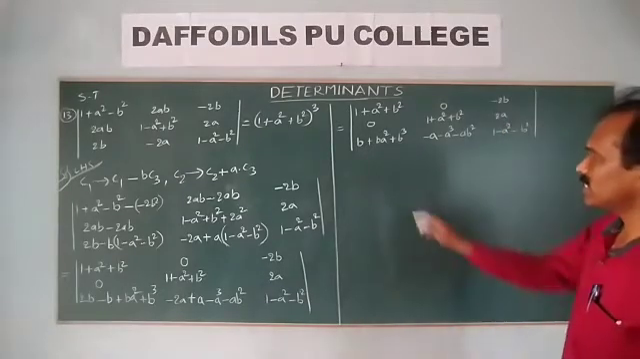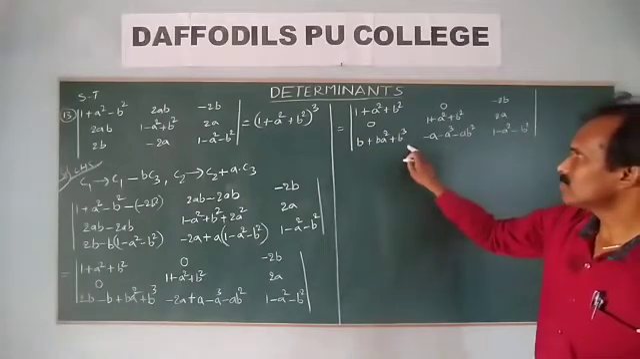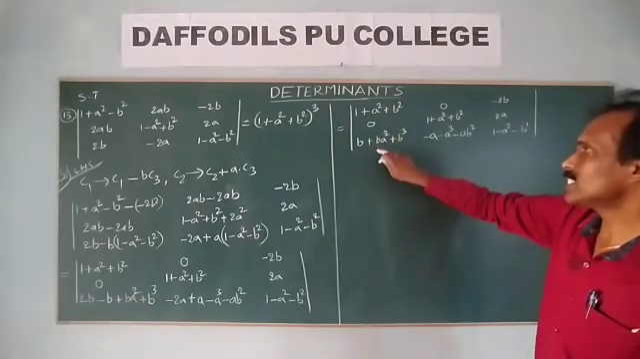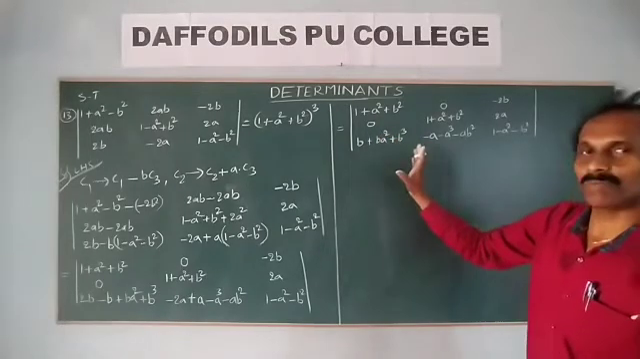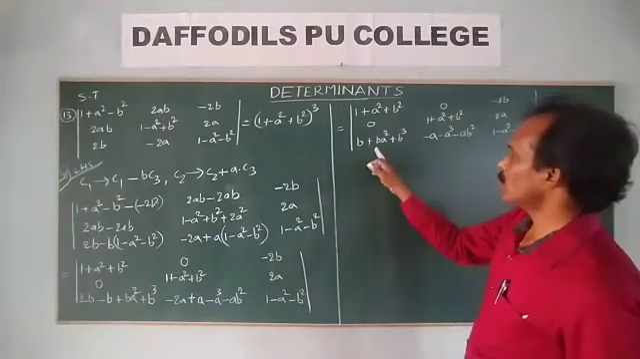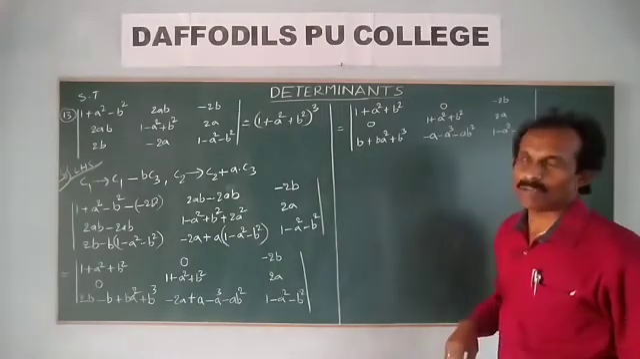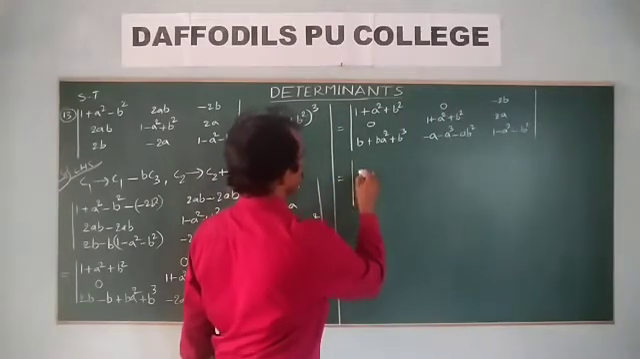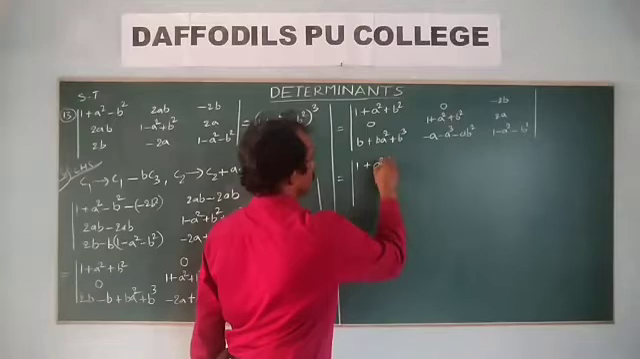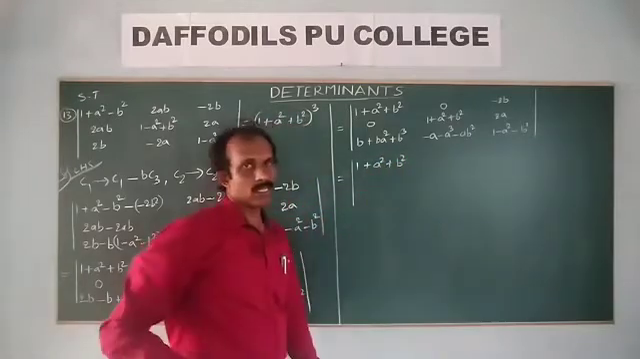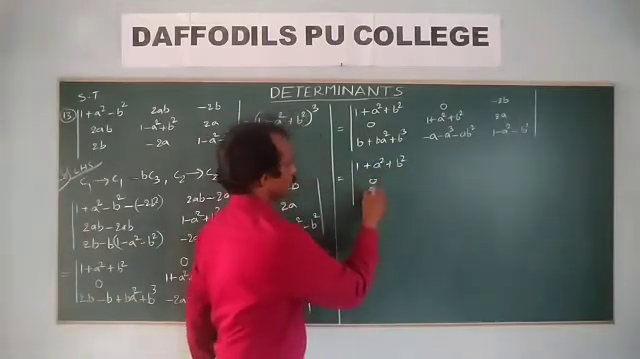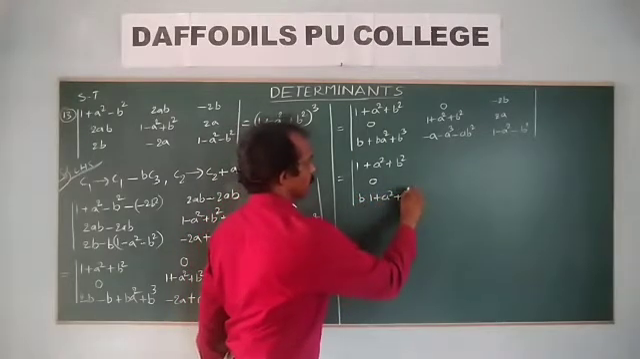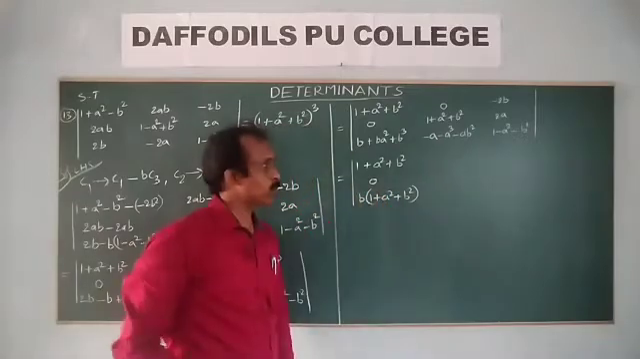Right. In this term, we want 1 plus A square plus B square. Already here 1 plus A square plus B square is there. It is possible to get the 1 plus A square plus B square term. So how is it possible? Take common B from this term: 1 plus A square plus B square, 0. B common, 1 plus A square plus B square.